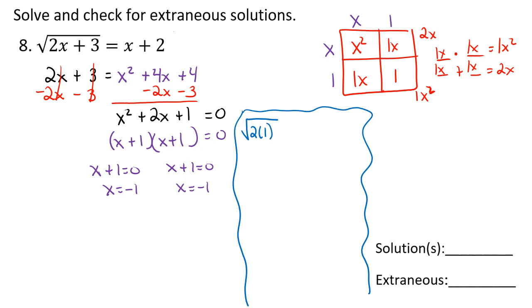So 2 times negative 1 plus 3 equals negative 1 plus 2. 2 times negative 1 is negative 2, and negative 1 plus 2 is 1. This is going to give us 5. So we have the square root of 5 equals 3. The square root of 5 is not 3. That means x equals negative 1 is an extraneous solution. That means both of them are. I only need to write it once, and I should have nothing in the solution part.